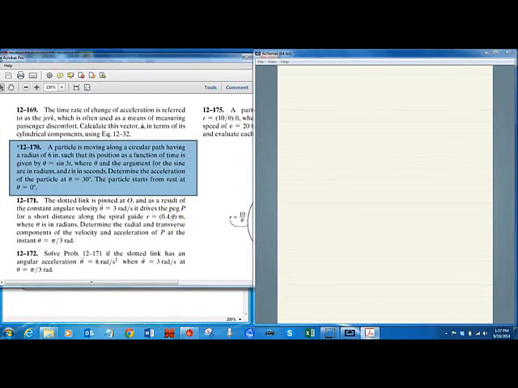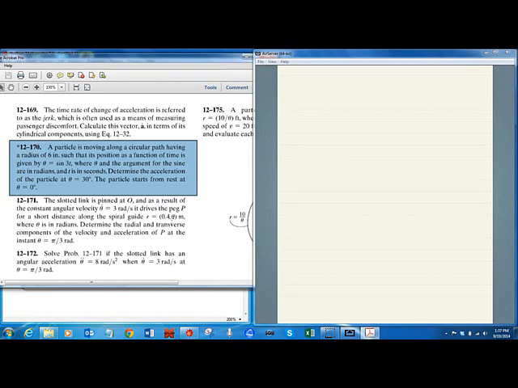This is about trying to solve problem 12-170, which you can see on the screen. It says a particle is moving along a circular path having a radius of 6, such that its position is given by theta, and everything's in radians, etc. What they want is the acceleration of the particle when theta is 30 degrees. They give initial condition that starts from rest when theta equals 0.